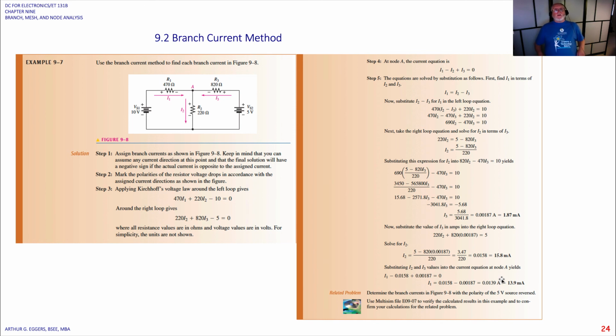Okay, so make sure you understand that process, and what we'll do when we come back is we will solve this type of problem. It will look just exactly like the example for branch current method.